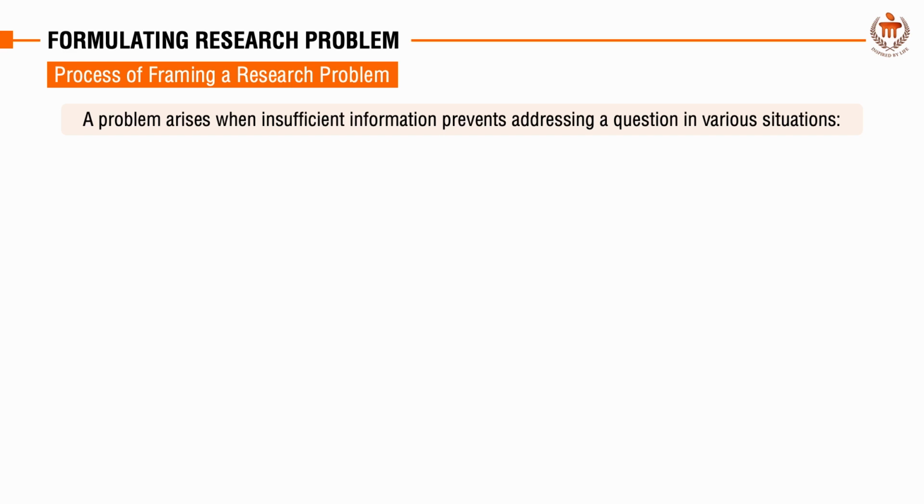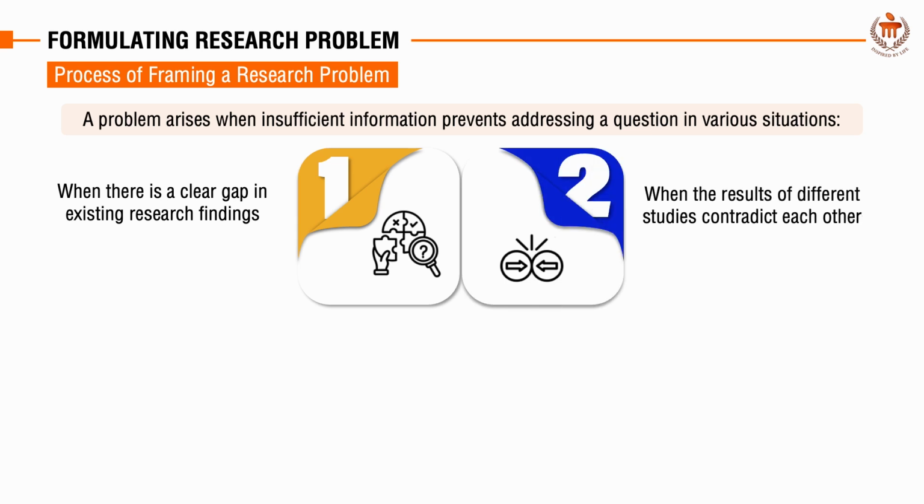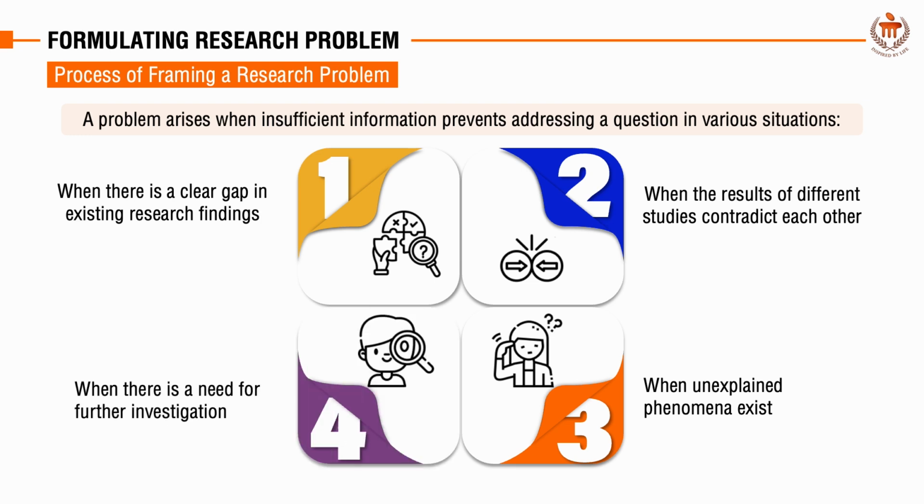A problem emerges when there is insufficient information to address a question, which can happen in several situations. When there is a clear gap in existing research findings. When the results of different studies contradict each other. When unexplained phenomena exist, such as the rising cost of paddy production or the growing suicide rates among farmers due to poverty. When there is a need for further investigation, such as exploring new production methods, packaging, or sales strategies without apparent issues in the current system.